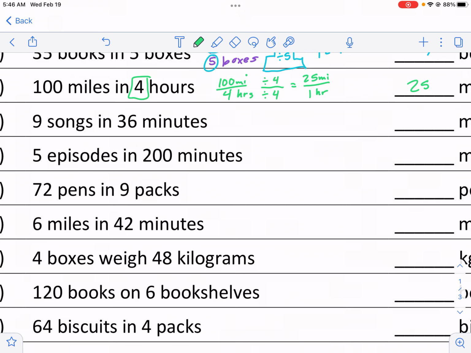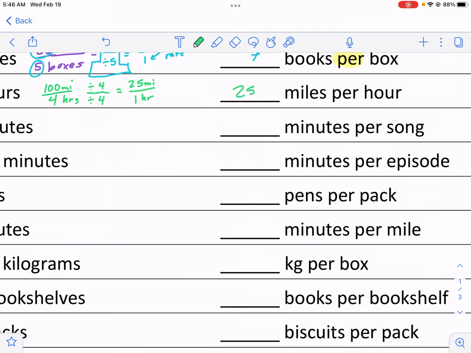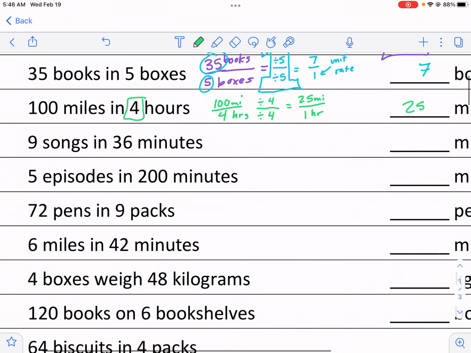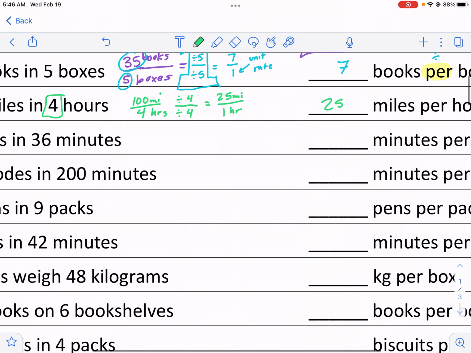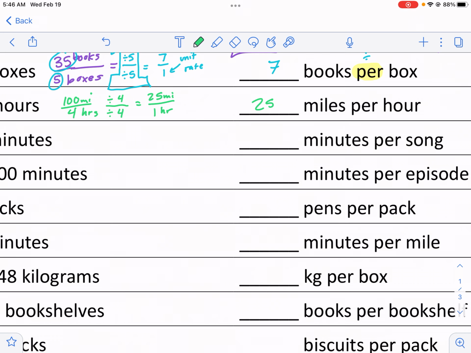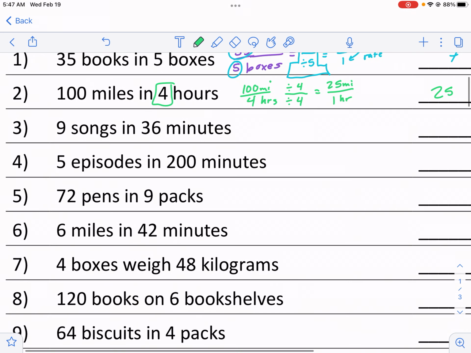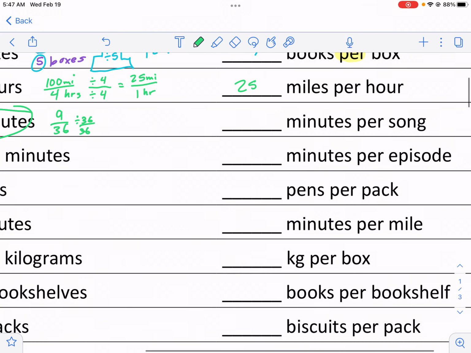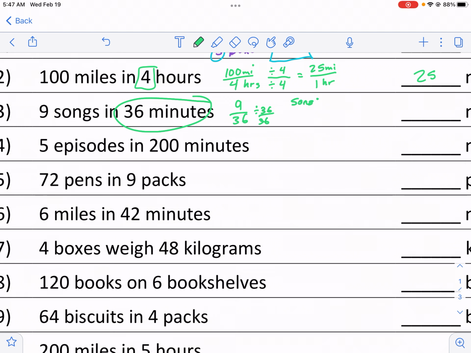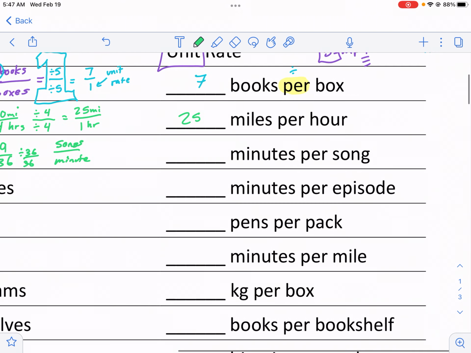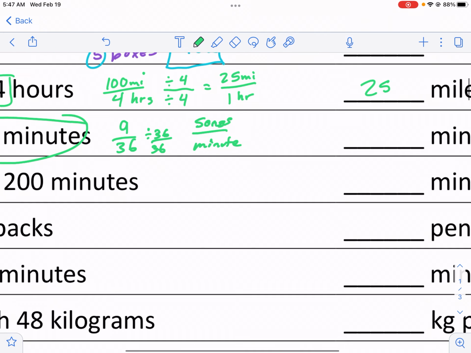9 songs in 36 minutes. Okay. So let's say you're listening to the radio and after 36 minutes you counted 9 songs. So how many minutes per song? Okay. If you just did 9 over 36 and divided by 36 because that's the denominator I just talked about to get the unit rate, this one would be songs per minute, which is going to be less than 1, right? A song is generally over a minute long. That's not what it's asking for. It's asking for minutes per song. So you have to be very careful.